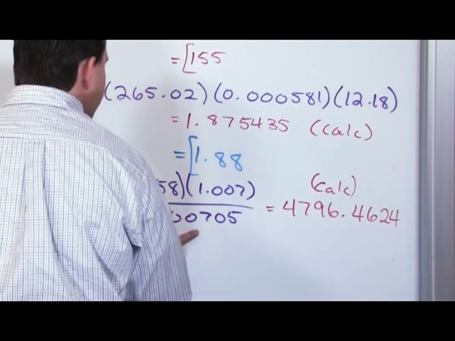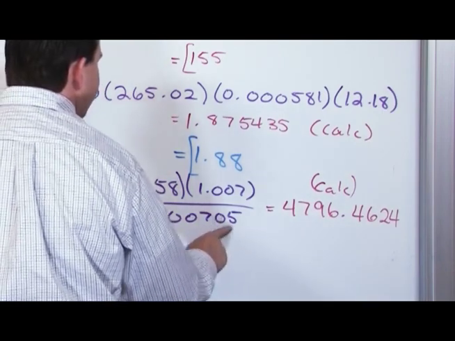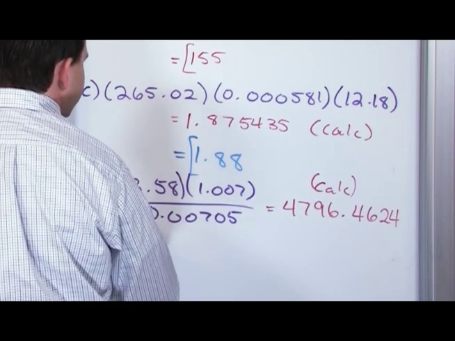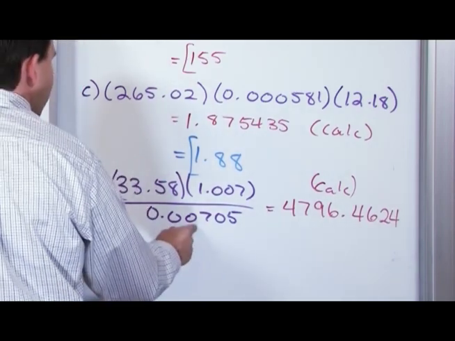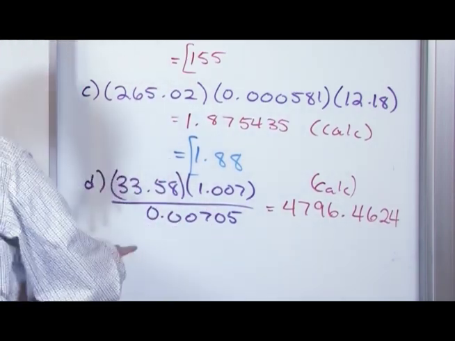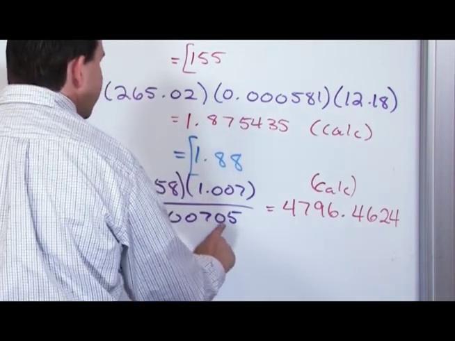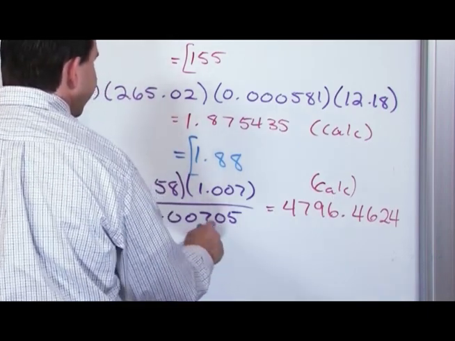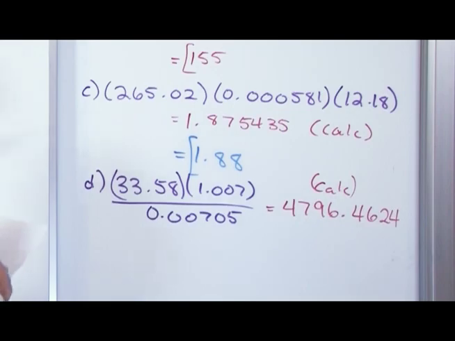And this one is 3 significant figures. This doesn't count because it's a leading zero. This doesn't count because these 2 zeros are leading on the other side here. This zero does count because it's sandwiched between 2 significant figures. So 1, 2, 3. 3 significant figures.